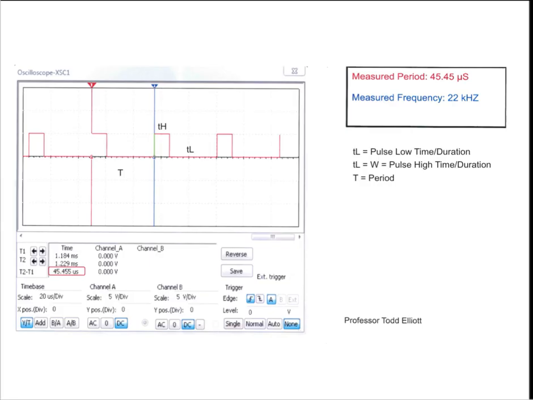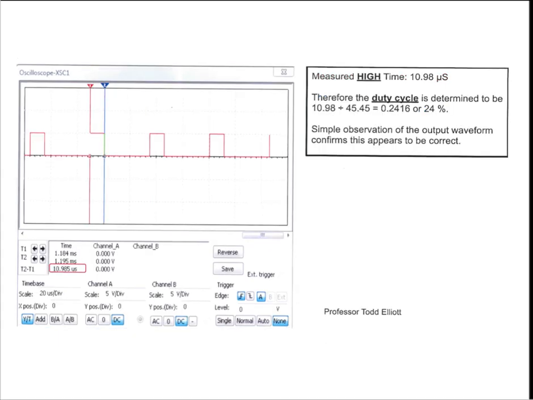Now the low time TL is much broader than the high time TH. Measure the frequency and the periods with the cursors, and then calculate the duty cycle, which in this case is 24%. So we can either have the duty cycle less than 50% or more than 50%. It's impossible to make it exactly 50.